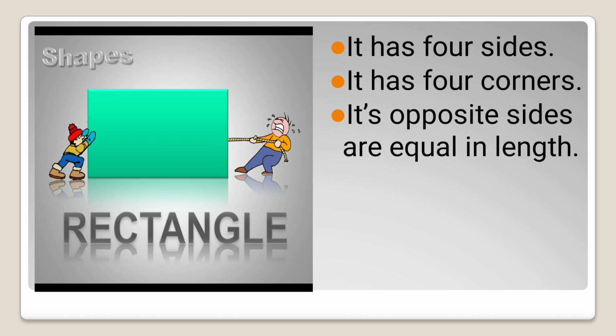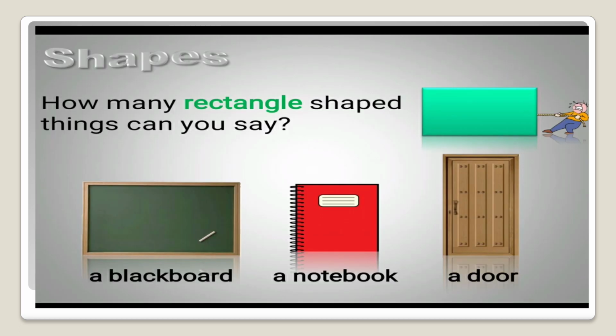Like this, you can see that both these sides are opposite to each other and they are also equal in length. Here you can see some rectangle shaped things like a blackboard, a notebook and a door. In this you can also see that the opposite sides are equal. Like in blackboard, the opposite sides are equal. You can also measure it with a scale. See, the opposite sides are equal.